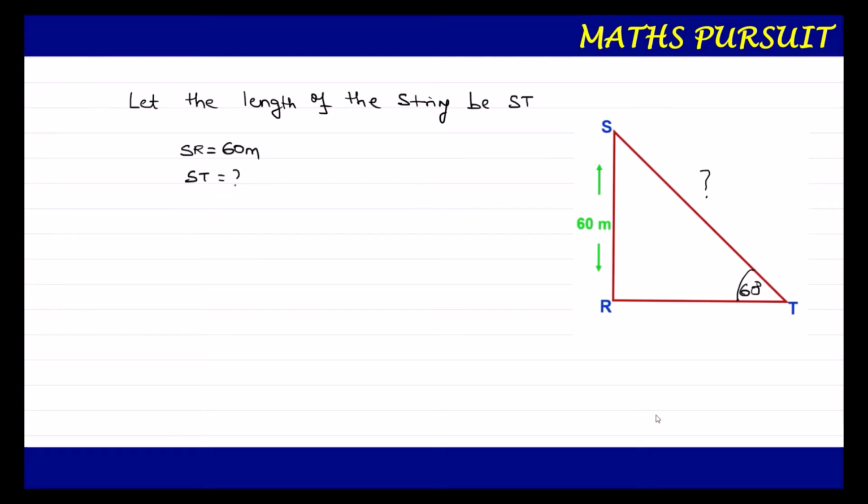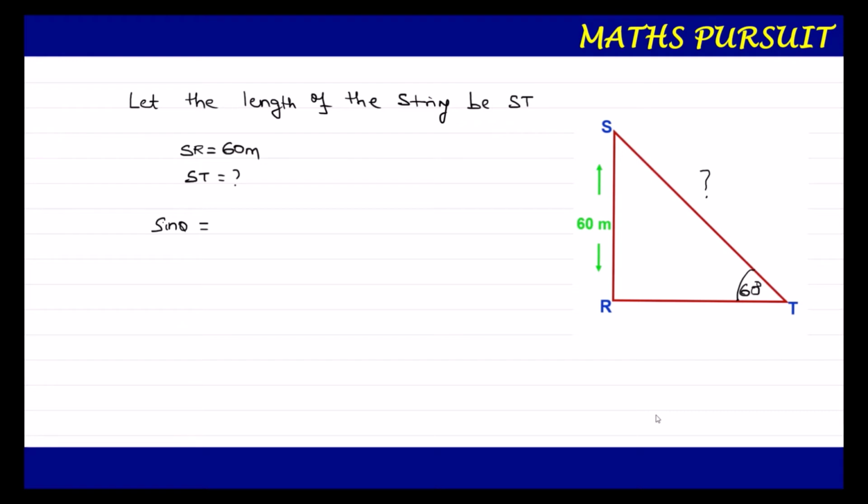Now guys, we are going to apply one of the trigonometric identities or formulas in order to determine this. So which one are we going to apply? Sin theta, cos theta, or tan theta? From these three, definitely we are going to apply one. If you look here, this ST is the hypotenuse of this right angle triangle, and SR is one of the sides, the height of the kite. Now if I write sin theta, what is sin theta?